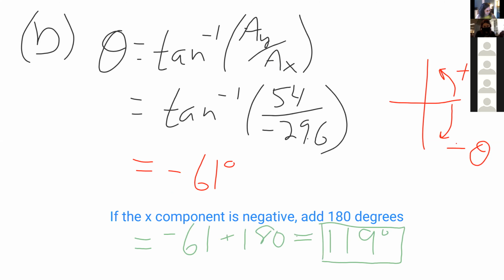Do you have any questions on this one? Other than the question about degree radians? Oh, I drew it out.